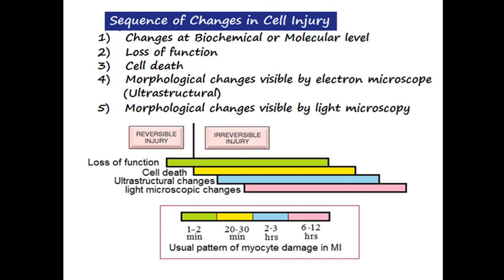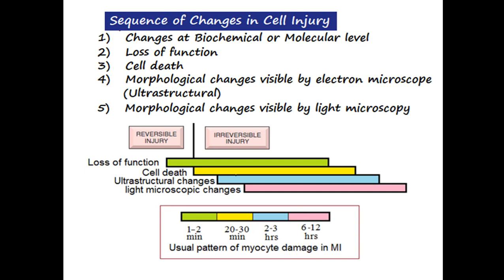So, in this slide you can see that loss of function occurs in the first 1 to 2 minutes, right? Then cell death occurs in 20 to 30 minutes, and therefore you know that patients of myocardial infarction should be hurried to the emergency unit of the hospital, because after 20 to 30 minutes we are left with no treatment or no choice. This is the reason. Body cells differ in their capability to tolerate loss of oxygen and loss of blood supply.